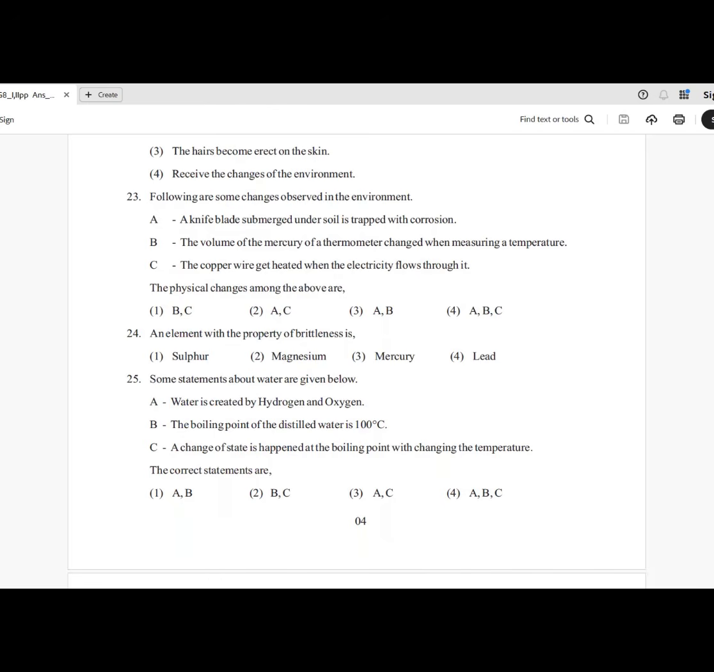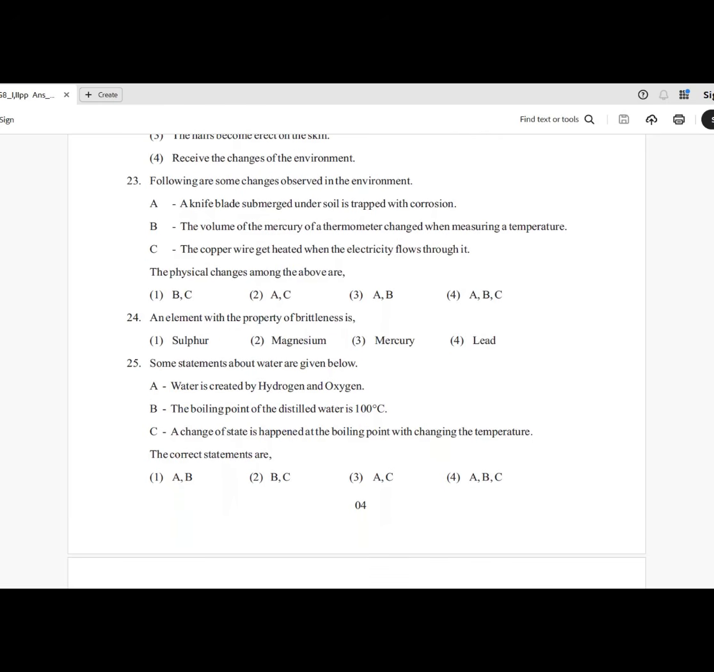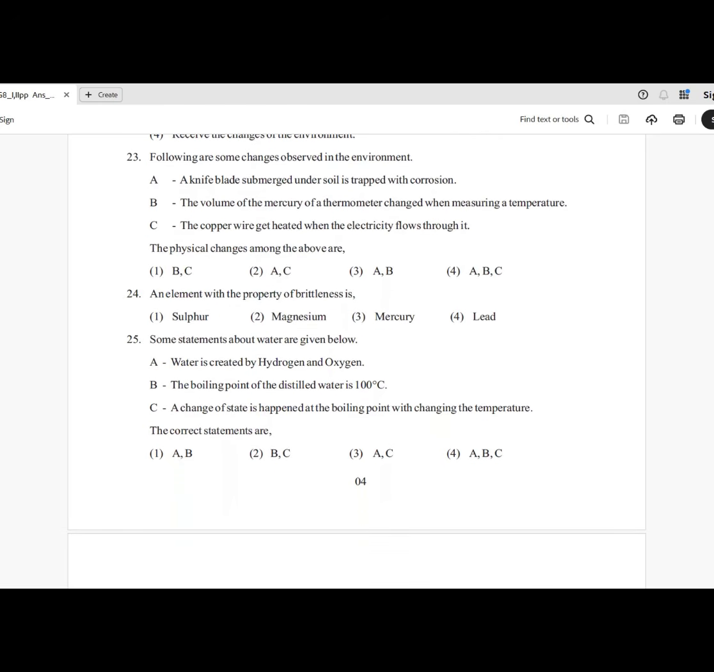24. An element with the property of brittleness is answer number 1, sulfur.